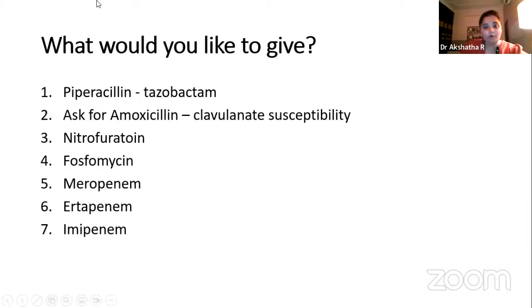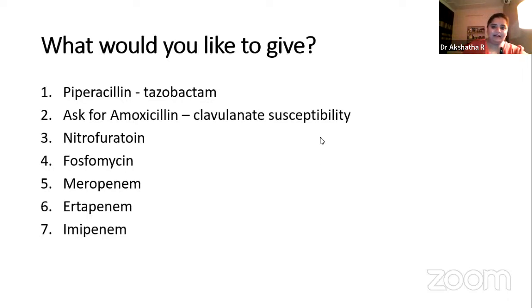Piptaz, ask for amoxiclav susceptibility, nitrofurantoin, fosfomycin, meropenem, ertapenem, imipenem. What would you like to give? Meropenem, fosfomycin. Any more responses? Fosfomycin. Okay. Meropenem.